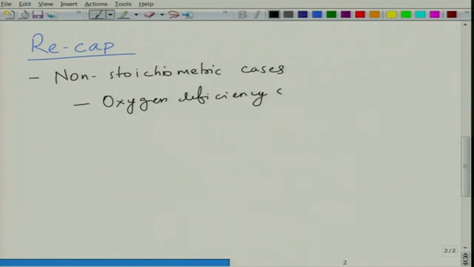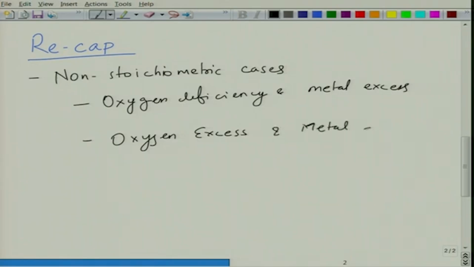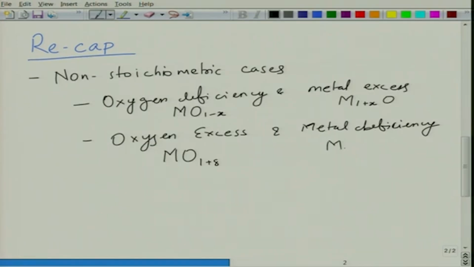deficiency and metal excess, or we looked at oxygen excess and metal deficiency, right. So, the first one can be determined as MO1 minus X, this could be M1 plus XO, this could be MO1 plus X, and this could be M1 minus XO.